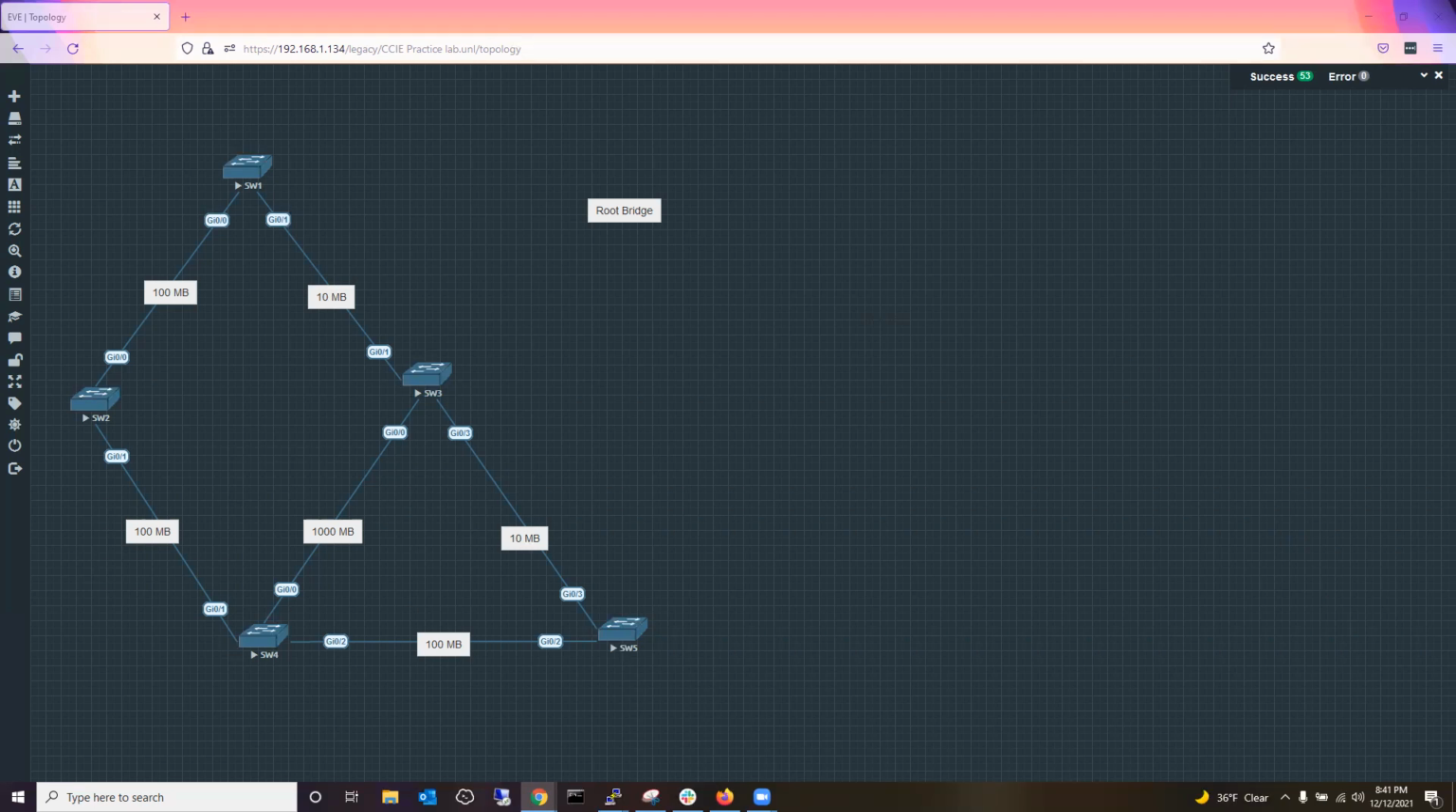That would use the path cost, the path cost to determine which one is the root bridge. I think that's OSPF, yeah.